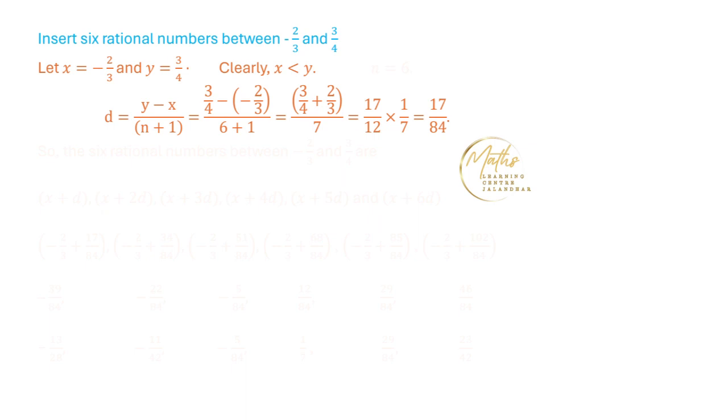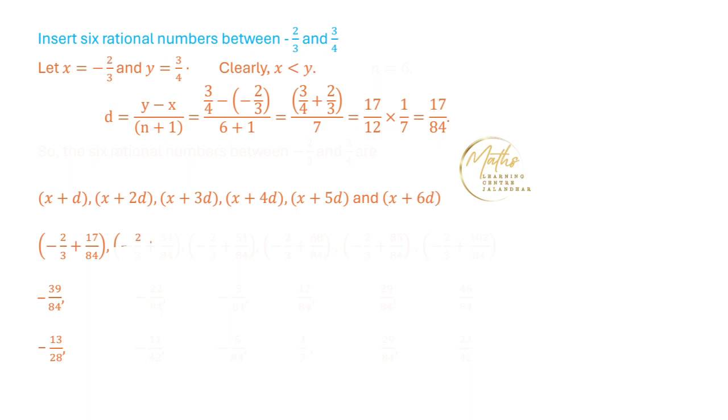Now we have to insert 6 rational numbers between these two numbers. The formula we are going to use is x plus d, x plus 2d, x plus 3d, x plus 4d, x plus 5d, and the last number is x plus 6d. The value of x is minus 2 by 3. So the first value is minus 2 by 3, adding d to it, that is 17 by 84. When you solve this, you get minus 39 by 84, and when you simplify, you get minus 13 by 28.